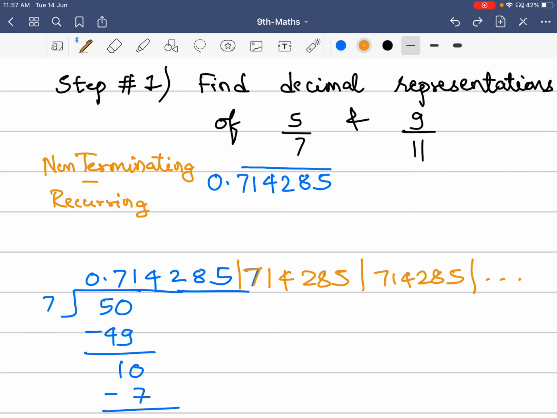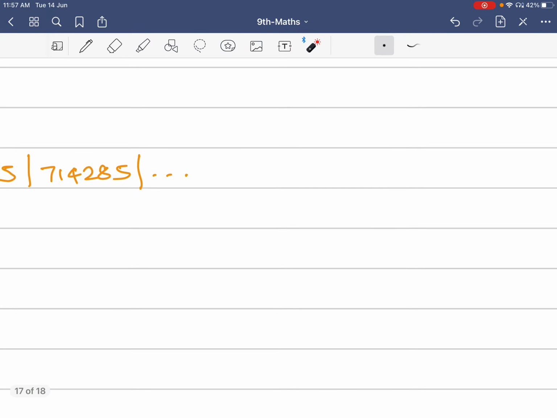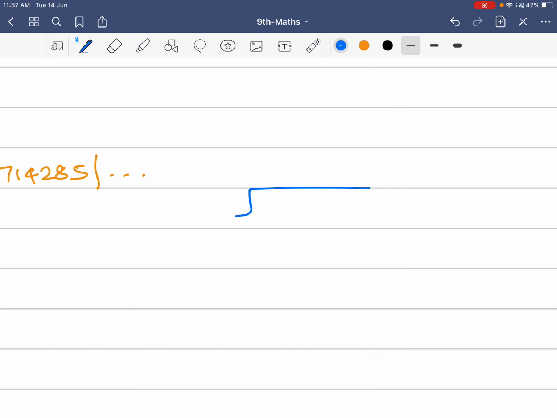Now similarly, let's go and perform the division of 9 by 11 and see what comes as its decimal representation. So where do I perform 9 by 11? Do I have space here? Yes, I have space here. So let's go with 9 by 11 here. I'm going to use a different color. So we have 9 here and we have 11 here, 9 by 11. So 9 ones are 9. That's going to give me 2.